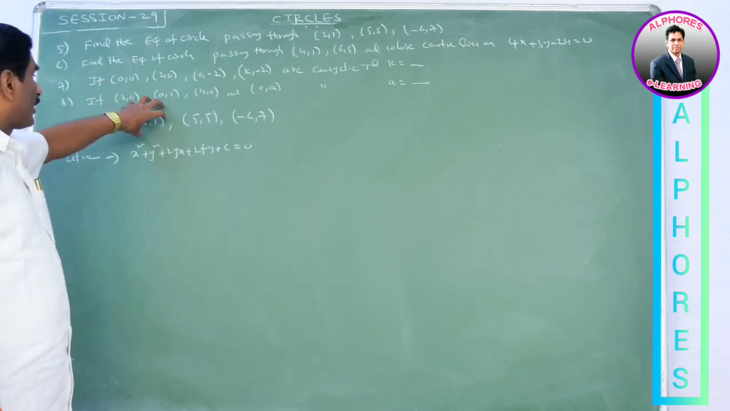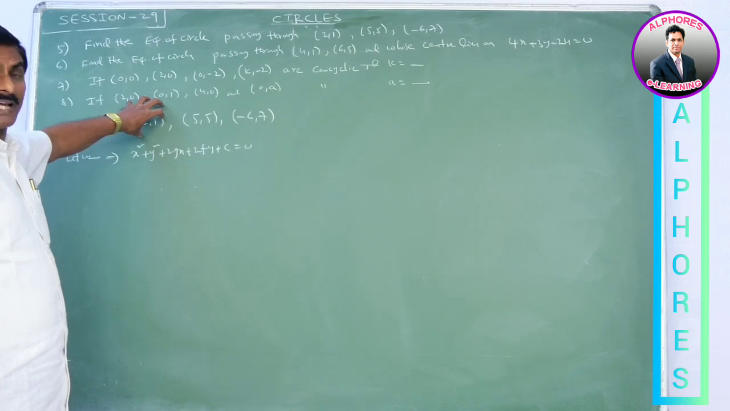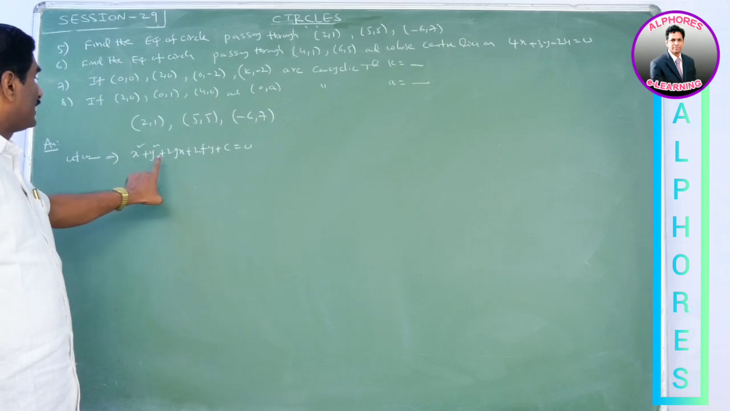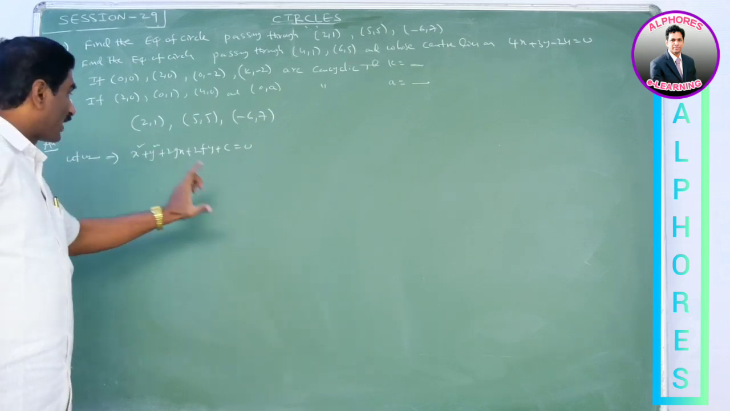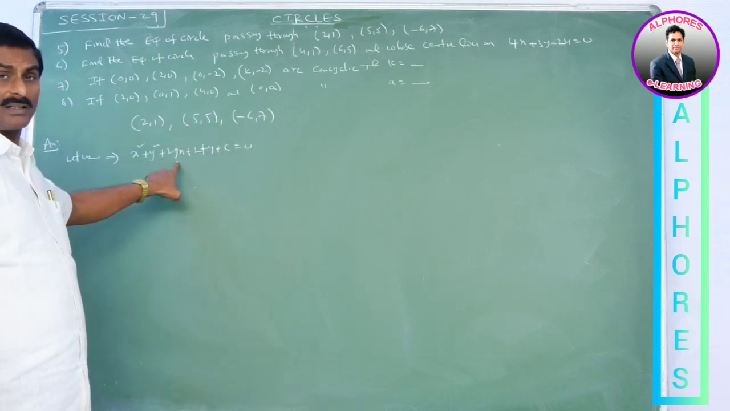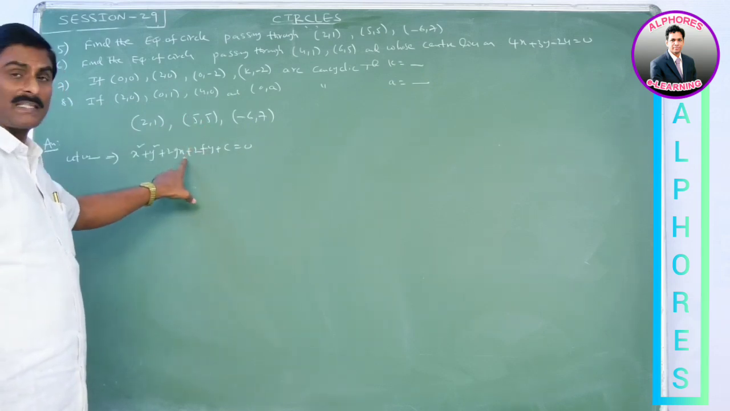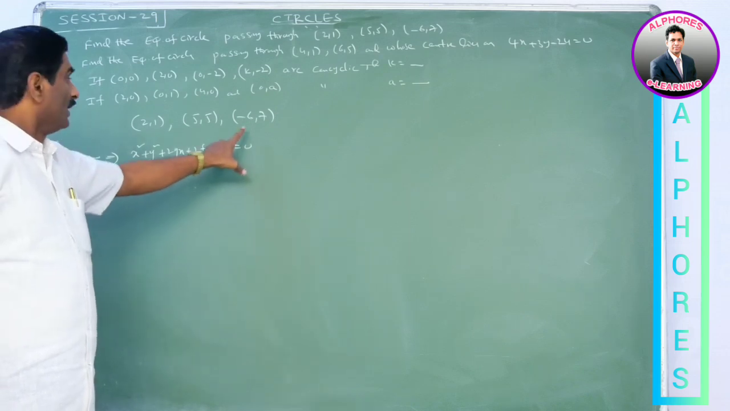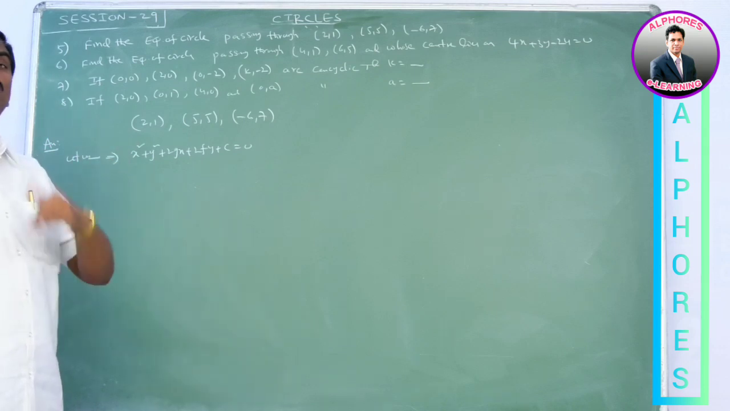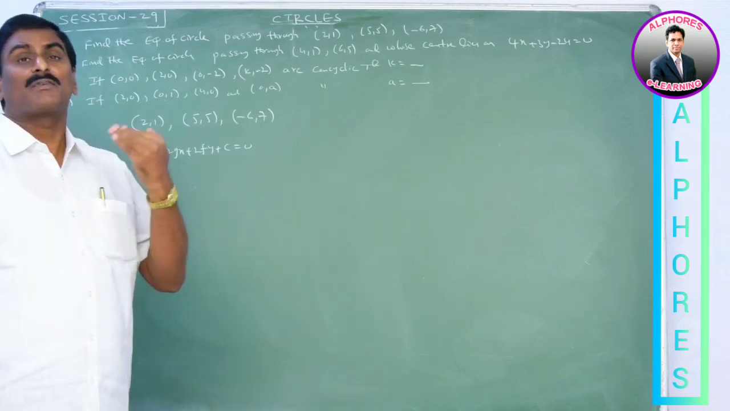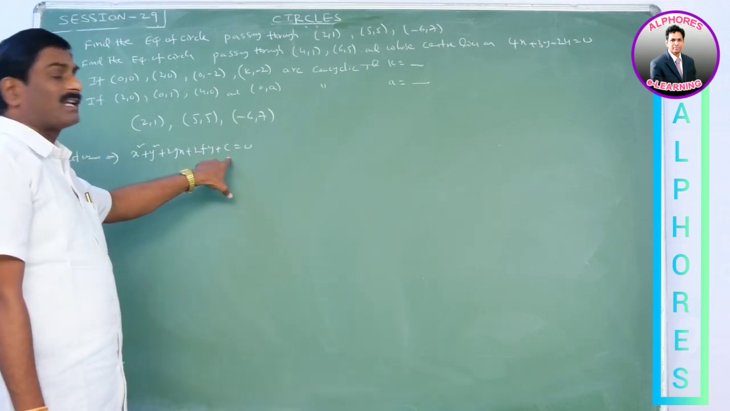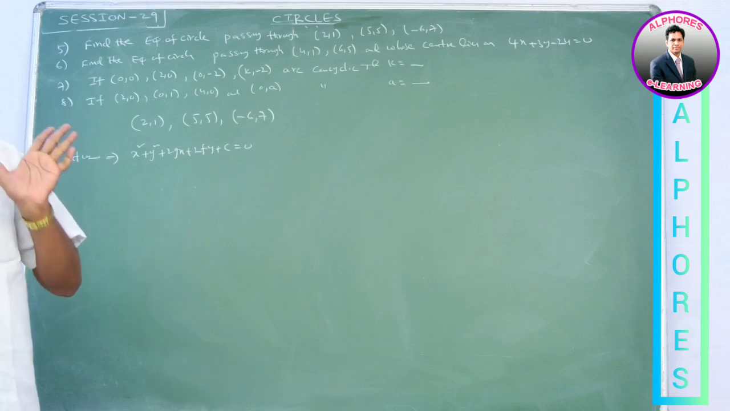We find the values of g, f, c by using these given points. Suppose the point (2, 1) lies on the circle. That means (2, 1) satisfies this equation. Substitute the point (2, 1) in this equation, we get one relation between g, f, c. Similarly, the second point (5, 5) also lies on this circle, so substitute this point in this equation, we get another relation. Minus 6, 7 gives another relation. We get three relations and three unknown values. By solving these equations, we find g, f, c. Substitute the values of g, f, c in this equation, we get the equation of the required circle.